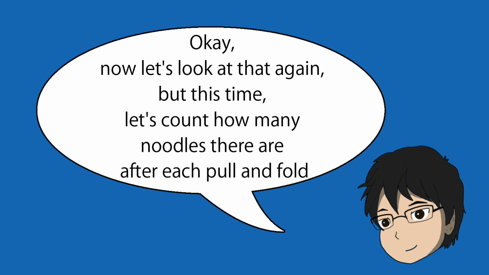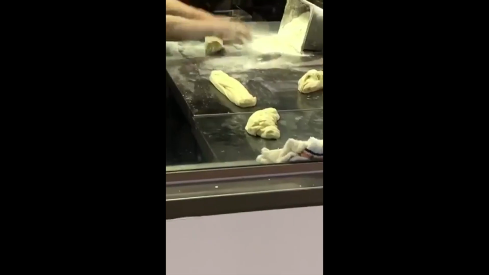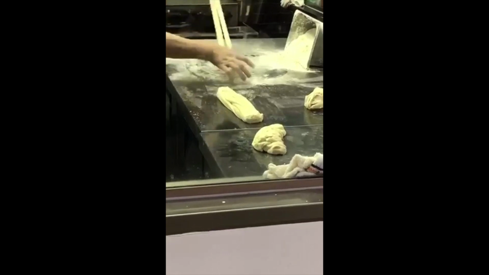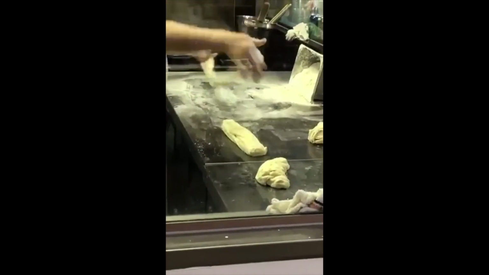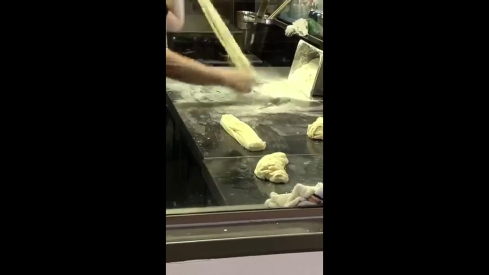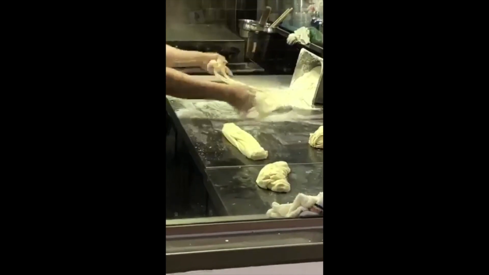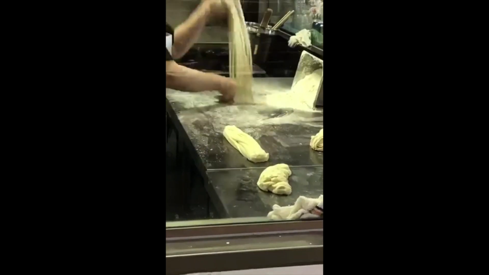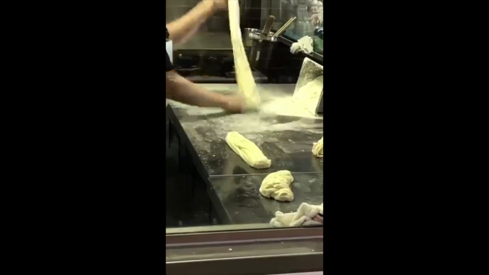Okay, now let's look at that again, but this time let's count how many noodles there are after each pull and fold. Here there are 2 noodles. Let's go again. This time we have 4 noodles. This time we have 8 noodles. This time we have 16 noodles. This time we have 32 noodles. And this time we have 64 noodles.